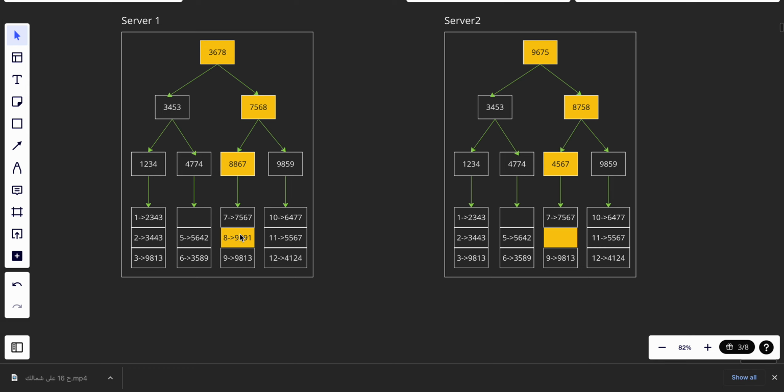And using the Merkle tree, the amount of data needed to be synchronized is proportional to the difference between the two replicas. This is how you can solve this problem effectively.